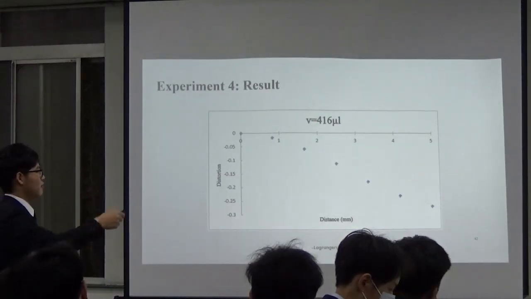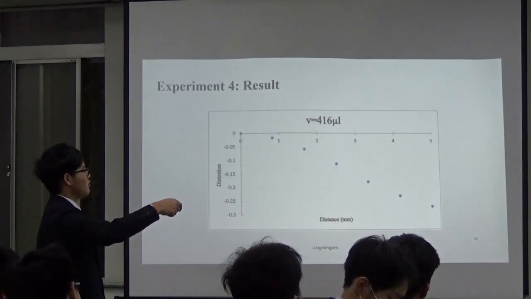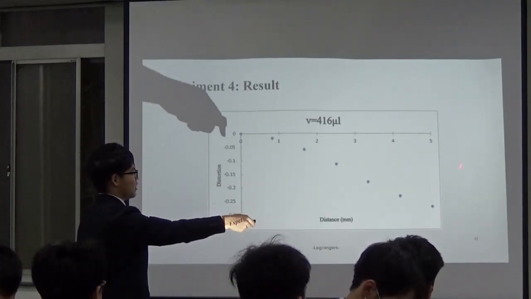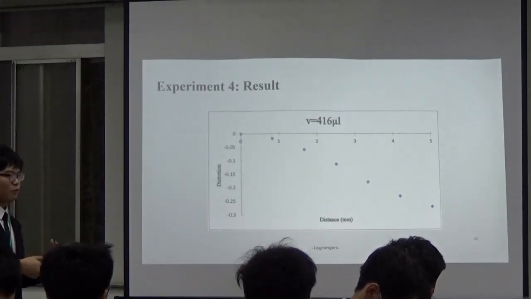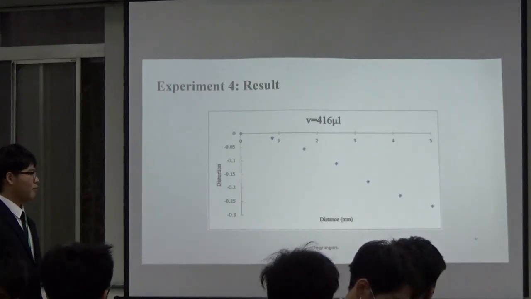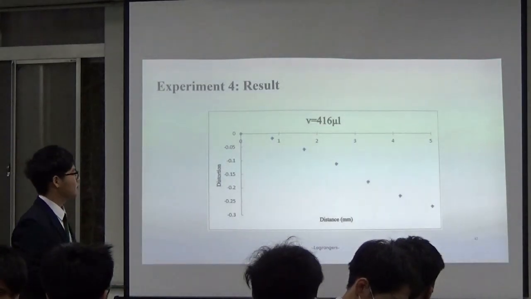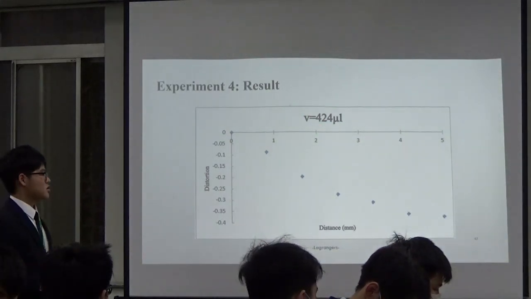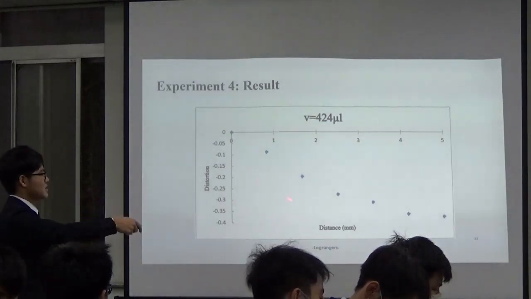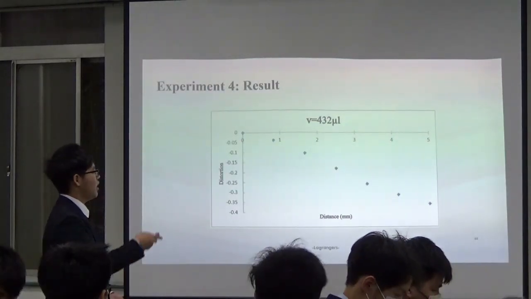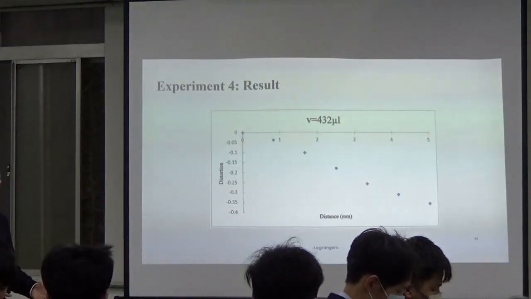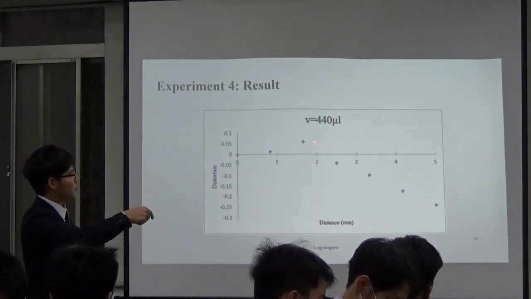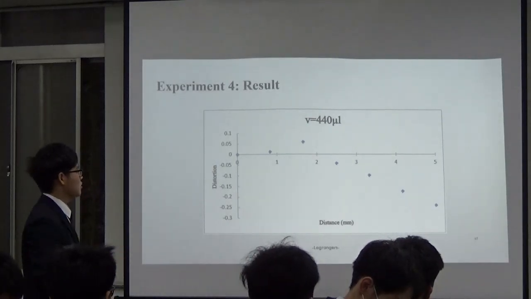And for 460 milliliters, we can also see the rate of distortion, and it is bigger when it is away from the center point of the sphere, of the droplet. And for the 424 milliliter droplet, we can also see the same tendency. And this shows the same correlation as well. Well, this doesn't really have a very good correlation, but it proves my point.